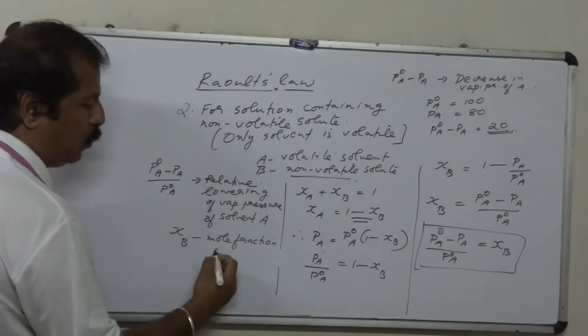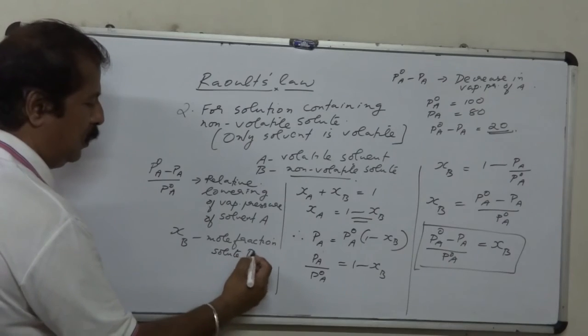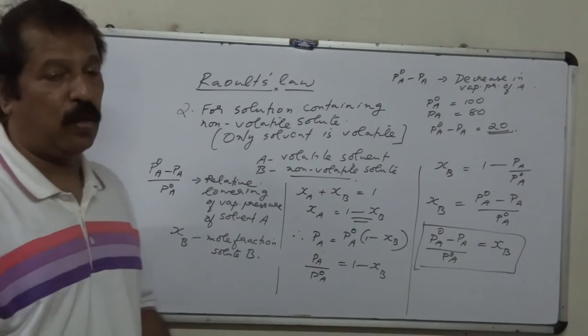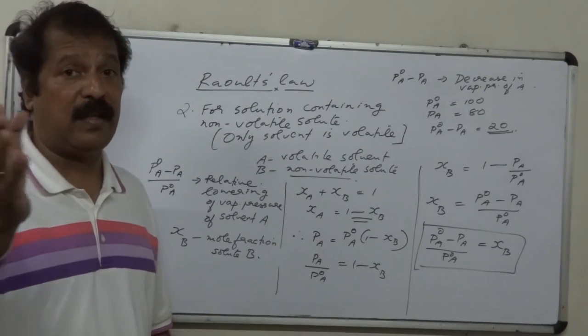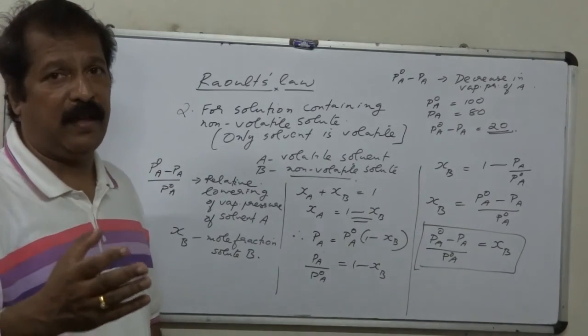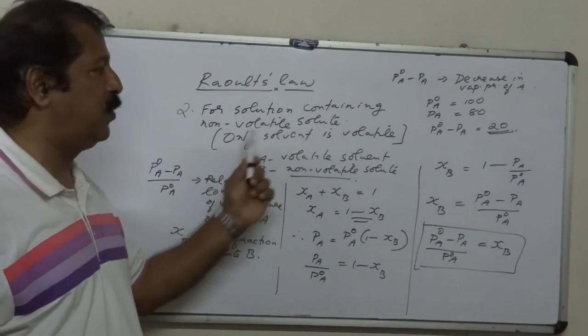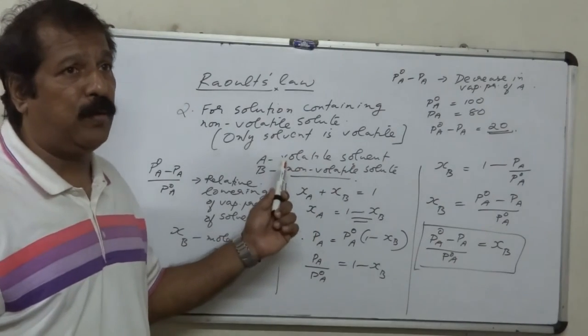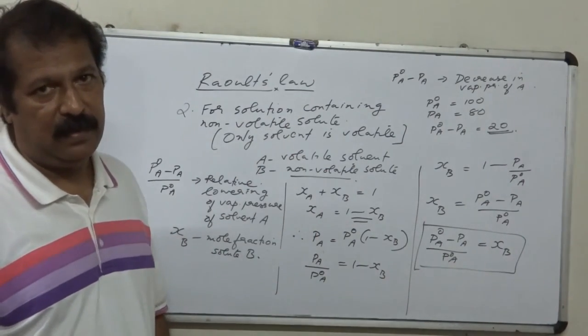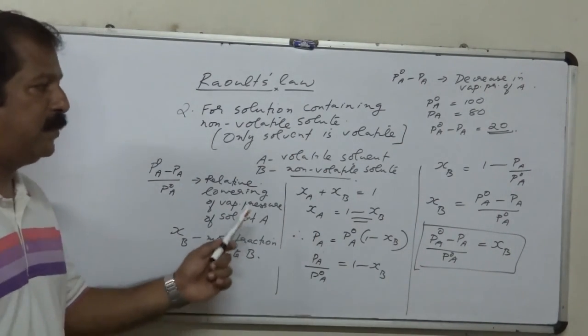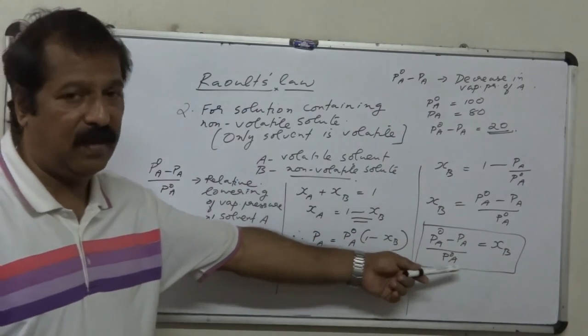This is Raoult's second law. So you have to study two Raoult's laws. Number one is for a solution containing both volatile solute and solvent, and the second is for a solution containing non-volatile solute where only the solvent is volatile. The second one is very important: (P0A minus PA) by P0A is equal to chi B.